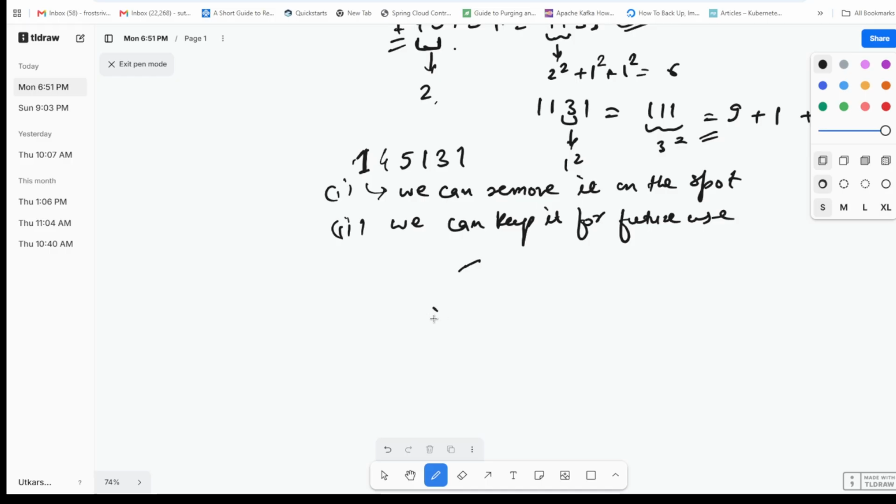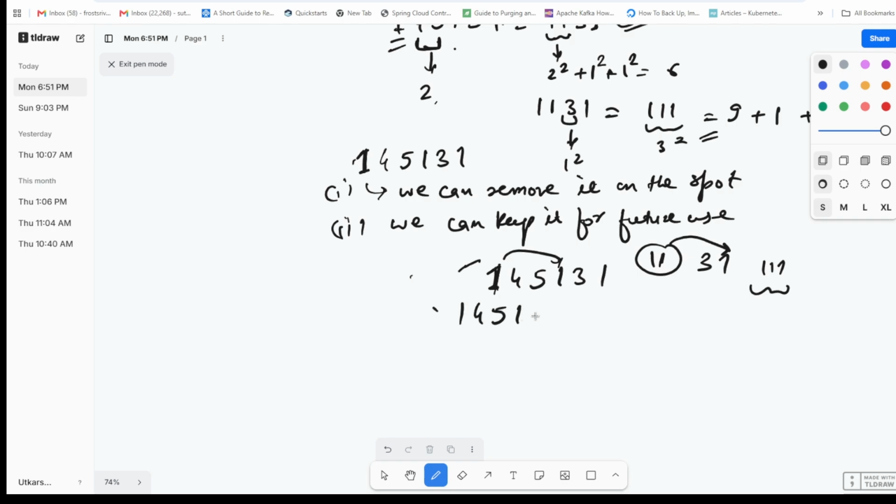So let's suppose 1, 4, 5, 1, 3, 1 is given. What we did was we didn't remove this 1. Instead, we kept it. Maybe in the future it can get combined with this one, so these two will combine and make 1 1, and it may be possible that this 1 1 will again combine with this one, and again they can make 1 1. Obviously when we are combining the same character, our length is increasing. So what we are doing here, 1 4 5 1 3 1.